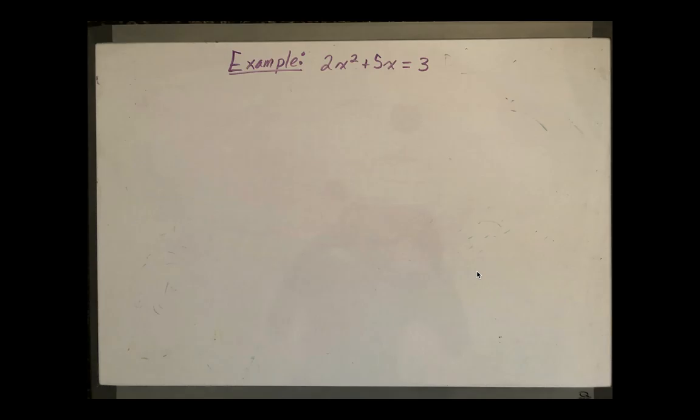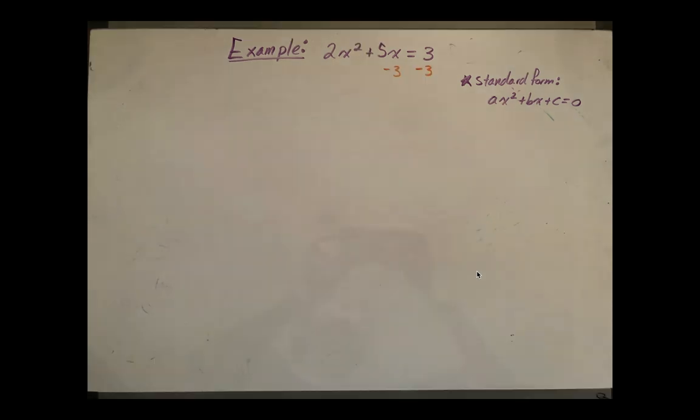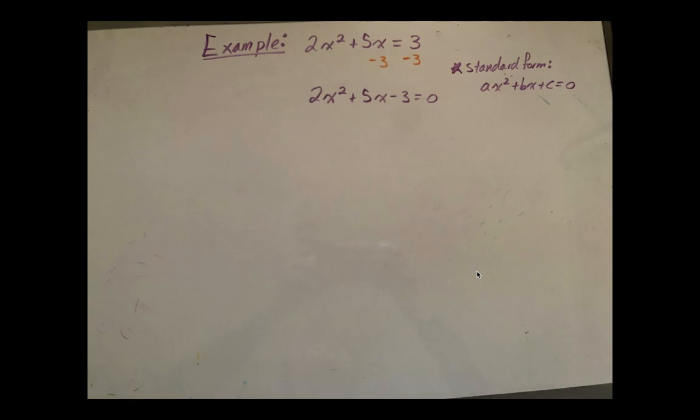For an example, we're going to use 2x squared plus 5x equals 3. We used this exact same example when we did the completing the square with leading coefficient greater than 1. You will notice, though, that this is not in standard form. Standard form is ax squared plus bx plus c equals 0. So we need to subtract 3 from both sides in order to turn this into 2x squared plus 5x minus 3 equals 0, which is now in standard form.